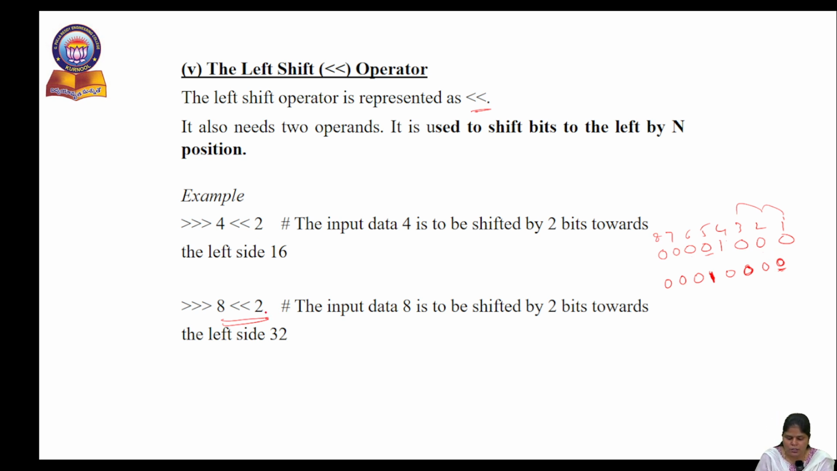Now as I mentioned the 2 here, it has to get shifted 2 times. Again the first 0 will be shifted to the second position, the second 0 to the third position, and so on up to the seventh 0 to the eighth position. Now the positions are 2 power of 0, 2 power of 1, 2 square, 2 cube, 2 power of 4, 2 power of 5. What is the value of 2 power of 5? 32. Now 32 will be the output, right? Like this you will perform the left shift.